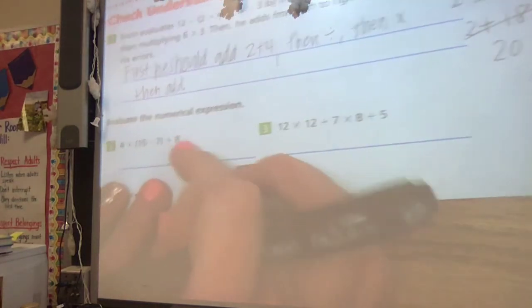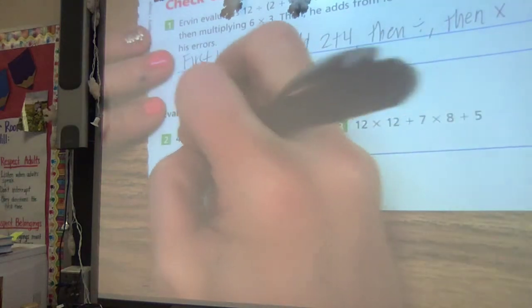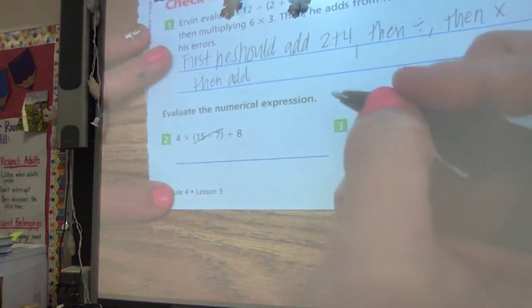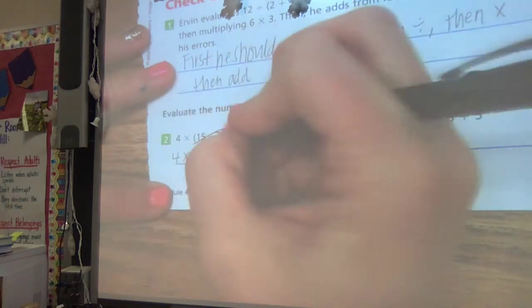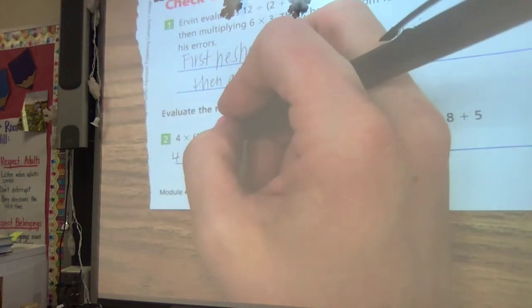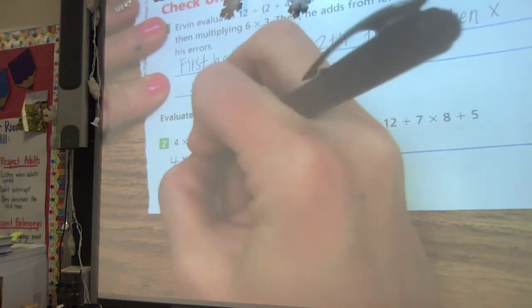All right, let's evaluate these two and then we'll be done with this part. What should I do first? Parentheses, 15 minus 7. So I'm going to rewrite what's left, 4 times 15 minus 7. Okay, 14, 13, 12, 11, 10, 9, 8, plus 8.